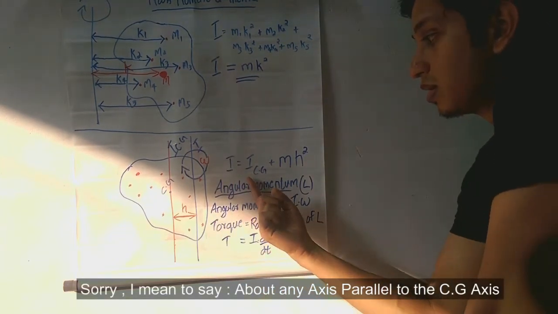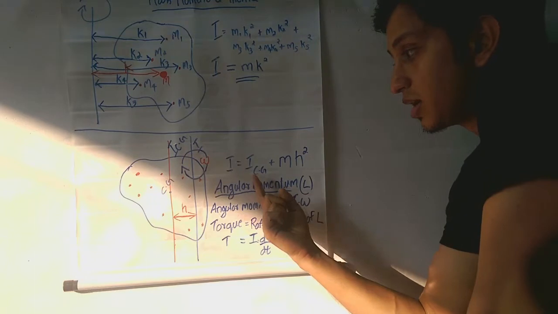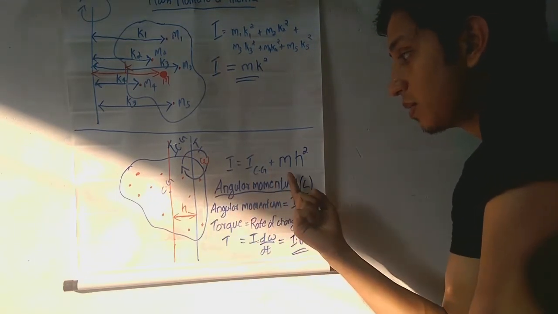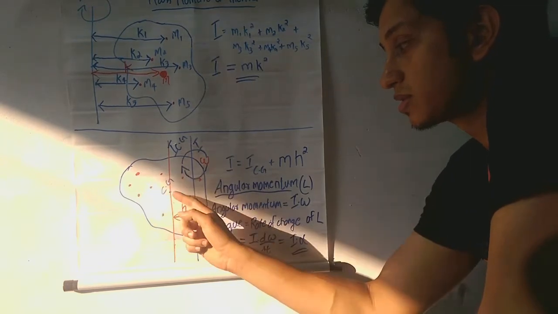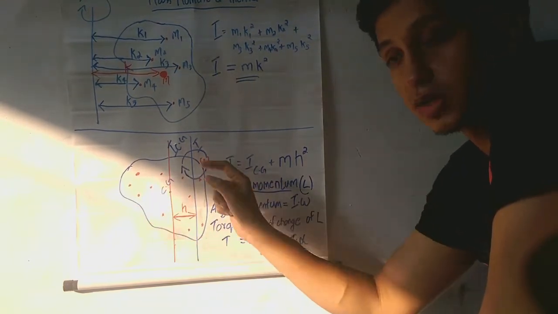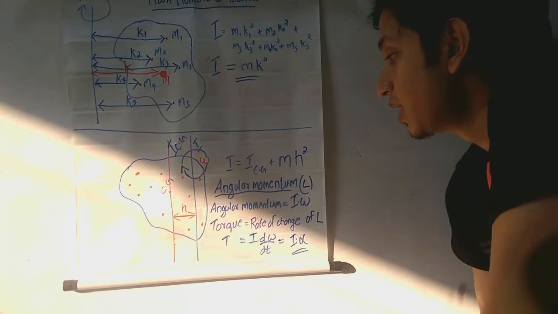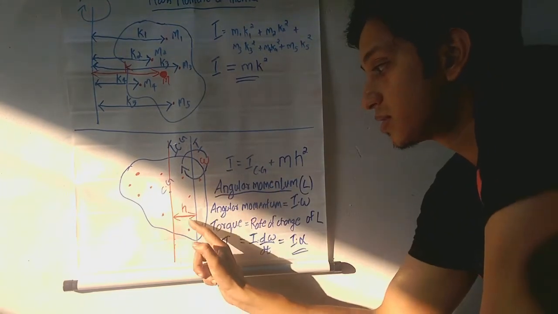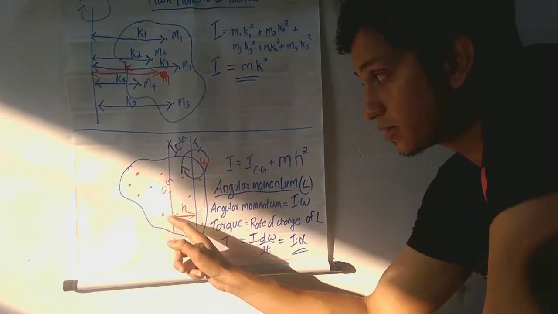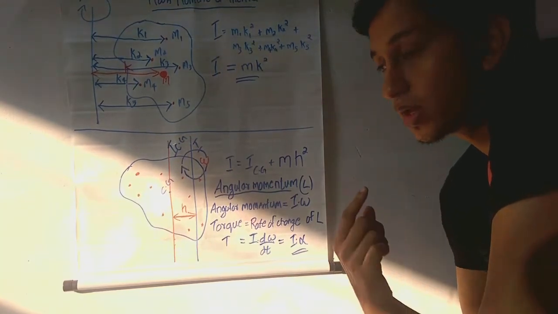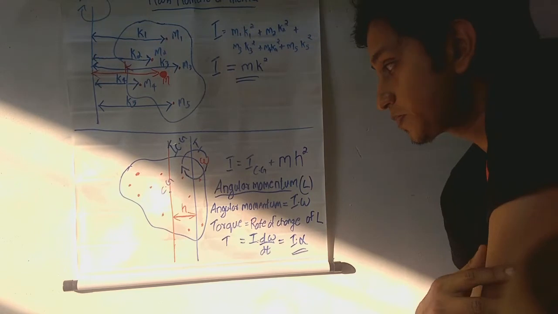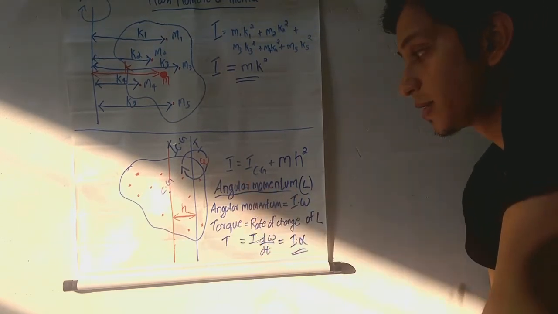the mass moment of inertia at the center of gravity plus m h squared. M is the mass, the entire mass we consider as a single mass, multiplied by the square of the distance between these axes, the axis that passes through the center of gravity and the new axis about which we want to find the mass moment of inertia. So this is the parallel axis theorem.